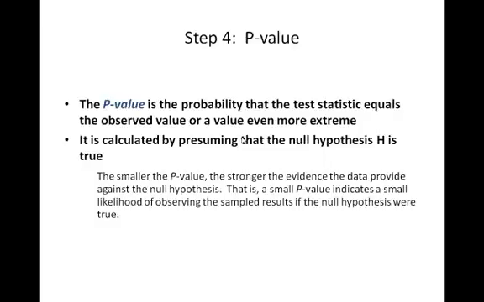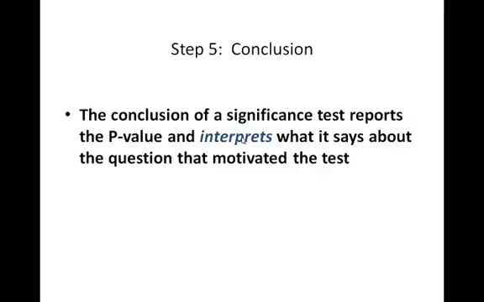If you have a small p-value, you have strong evidence that your null hypothesis is not true. If you have a large p-value, then you don't have evidence that your null hypothesis is not true. And what's small and what's large? Usually 0.05 is the cutoff. So anything smaller than 0.05, you have strong evidence. Anything larger than 0.05, you don't.